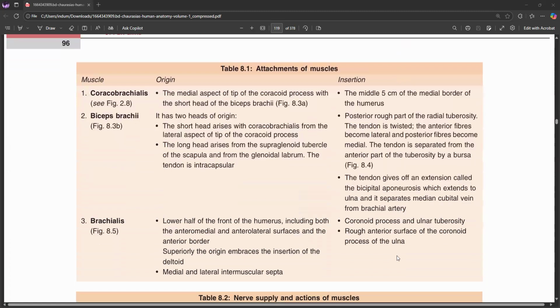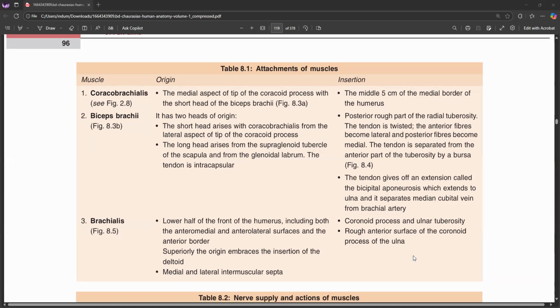Table 8.1. Attachments of muscles. The headings are muscle, origin, insertion. Number 1. Coracobrachialis. See figure 2.8. Origin: the medial aspect of the tip of the coracoid process with the short head of the biceps brachii. Figure 8.3a. Insertion: the middle 5 cm of the medial border of the humerus.